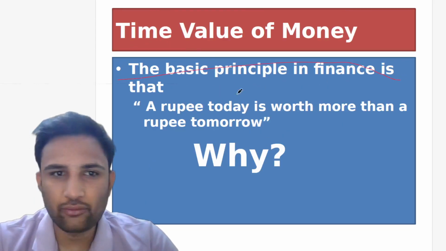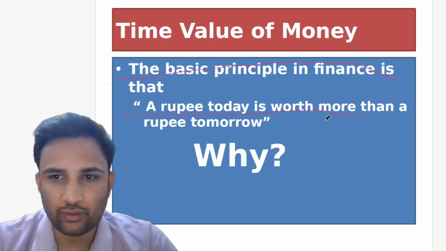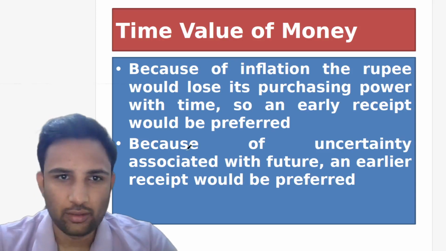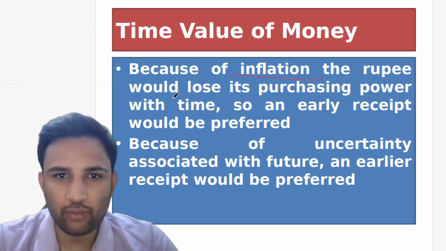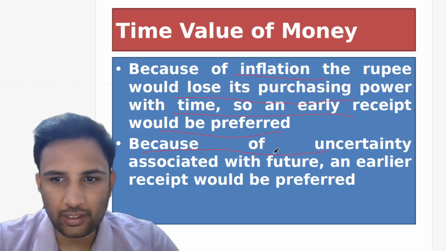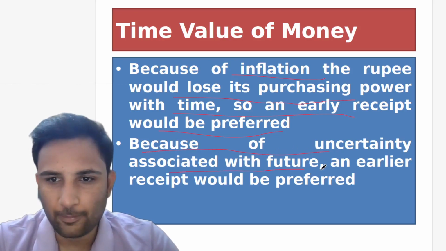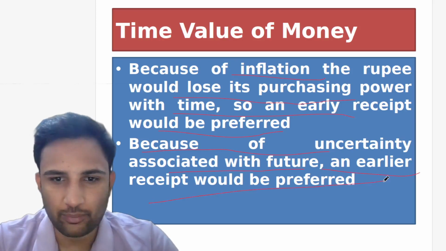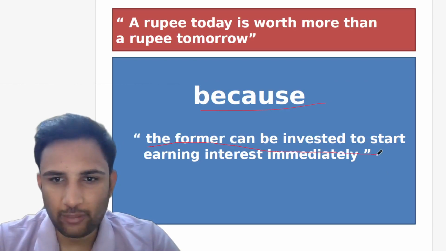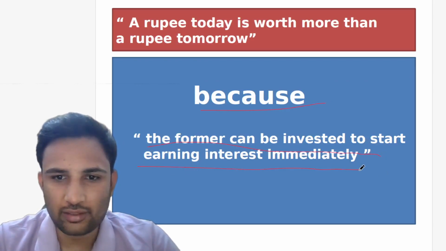So the basic principle in finance is that a rupee today is worth more than a rupee tomorrow. Why? Because of inflation, the rupee would lose its purchasing power with time, so an early receipt would be preferred. Because of uncertainty associated with the future, an earlier receipt would be preferred. Because the former can be invested to start earning interest immediately.